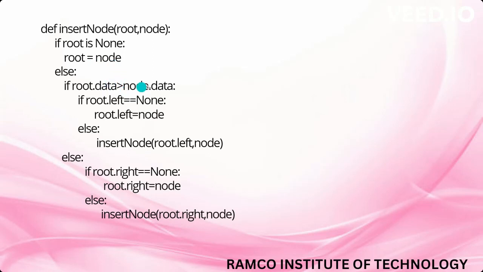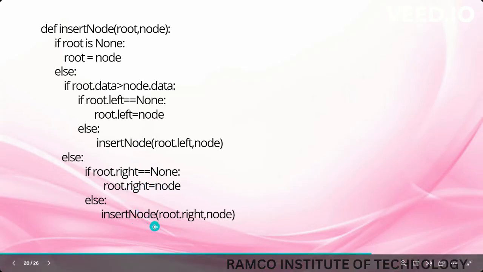If root dot data is greater than node dot data, which means the inserting element is less than the root value, we need to go for the left side. If root dot left equals none, we assign the node to root dot left. Otherwise, we call the function insert node by passing the parameters root dot left, node. If the root data is less than the node data, we need to go for the right side. If root dot right equals none, we simply assign the node to root dot right. Otherwise, we call the function insert node by passing the parameters root dot right, node.